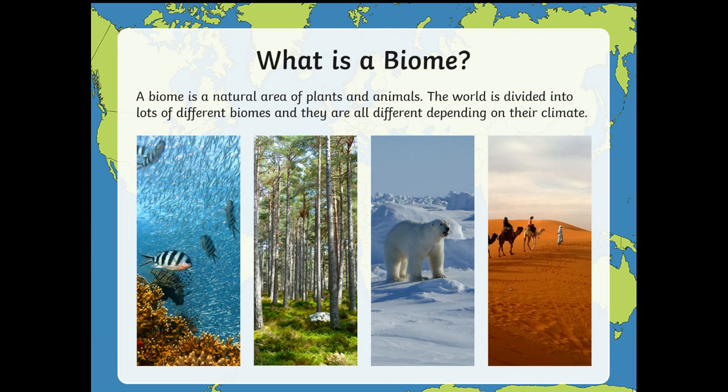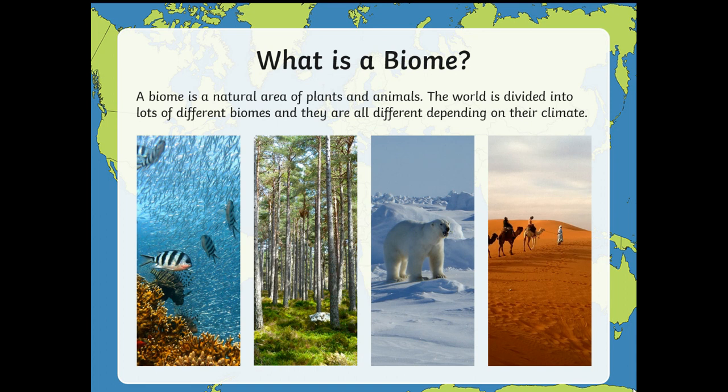So what is a biome? A biome is a natural area of plants and animals. The world is divided into lots of different biomes, and they are all different depending on their climate. So the desert, for example, is very hot and very dry, and so because of that, not many plants are able to survive in the desert, are they?